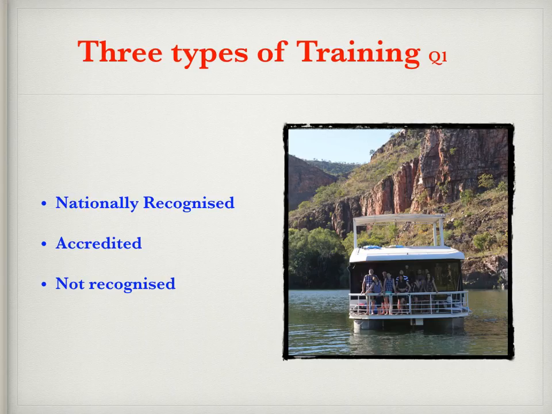There are basically 3 types of training: nationally recognised training, accredited training, or training that's not recognised at all. Nationally recognised training is part of the Australian Qualifications Framework. Accredited training is where an industry has found that there's not a training program to suit their particular needs, so they've developed a training program and they've had that accredited, and then it becomes nationally recognised.